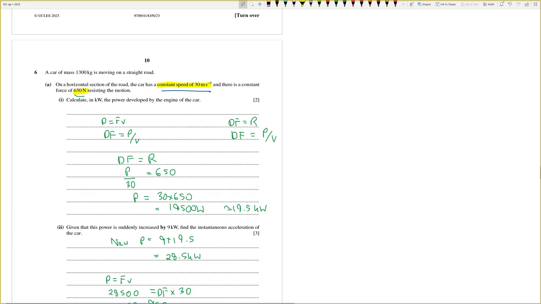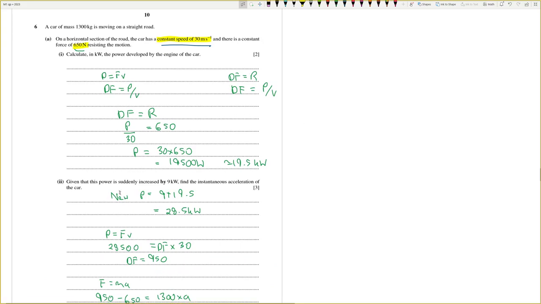Okay. Since there is constant force resisting the motion and it is moving at constant speed, the forward force or driving force is equal to the resistive force. Since constant speed, net force 0. So driving force equals resistive force, and we know that P is equal to Fv. So the driving force equals P by V. So P by V is equal to the resistive force. P by 30 is equal to 650. So P is equal to 19,500 watts or 19.5 kilowatts.